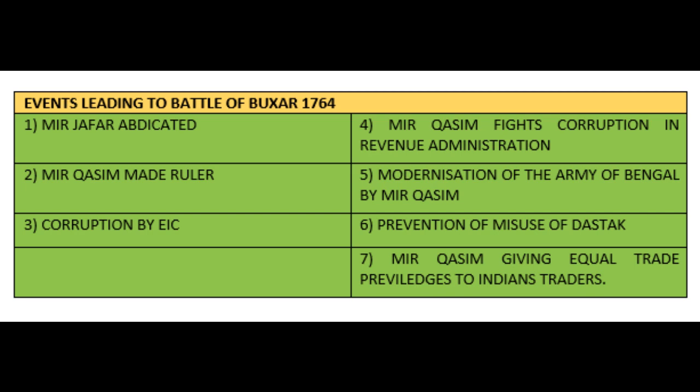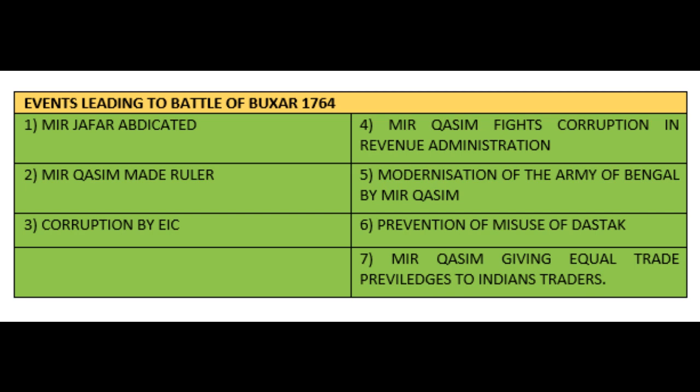Mir Qasim tried to prevent public disorder, remove corruption from revenue administration, modernize the army, and prevent the misuse of dustak passes. What was happening was that East India Company's servants who had dustaks were illegally selling them to Indian merchants, and the honest Indian merchants were being ruined and bankrupted. Thus, to counter the British, Mir Qasim removed all restrictions on Indian traders and allowed all Indian traders the same privileges as European traders. This competition was not liked by East India Company at all and was one of the main reasons for the Battle of Buxar.